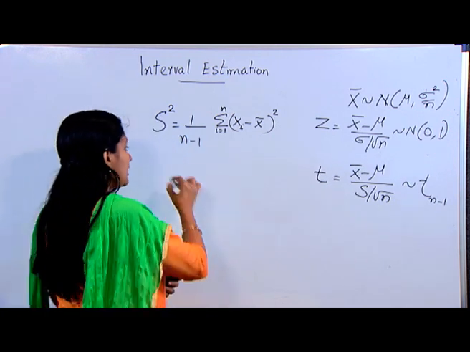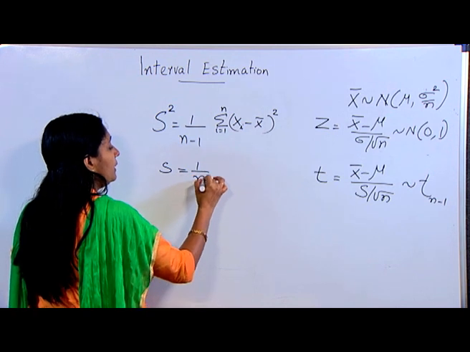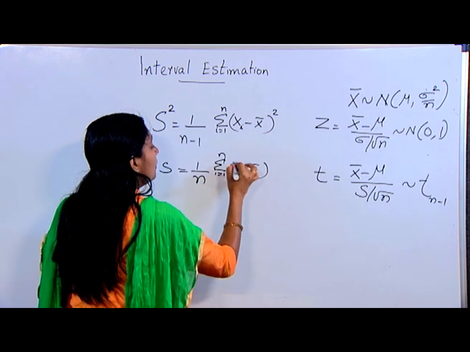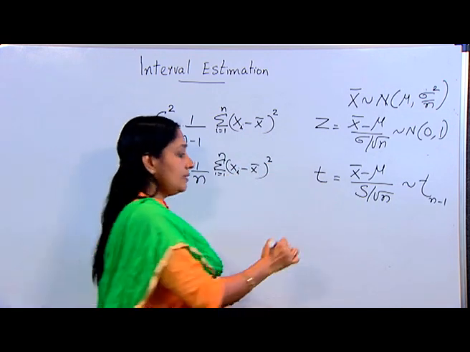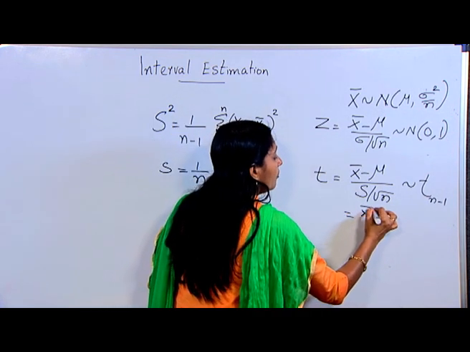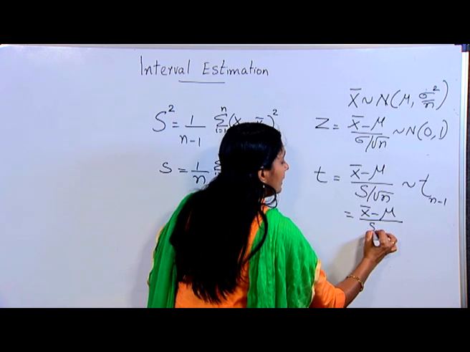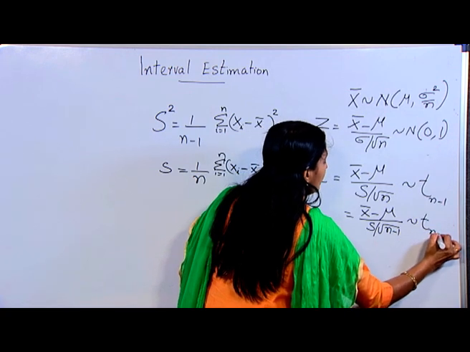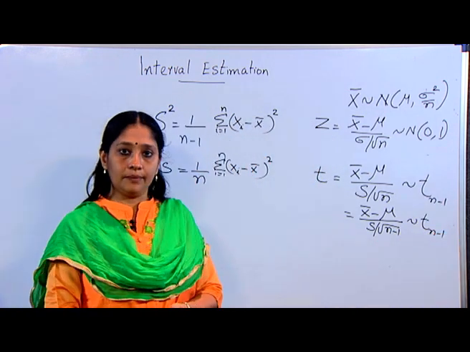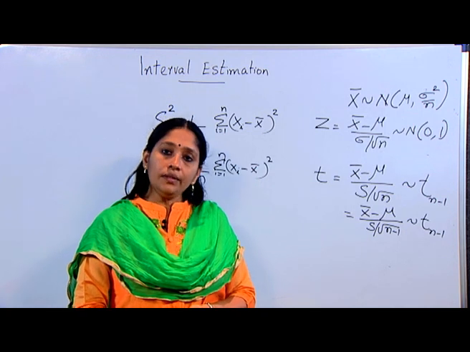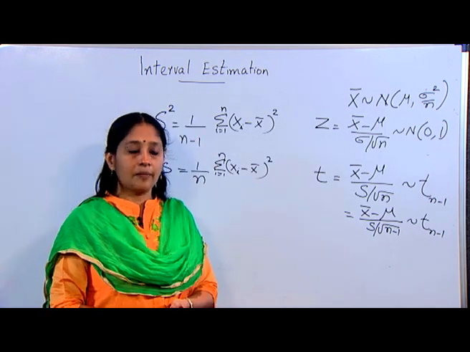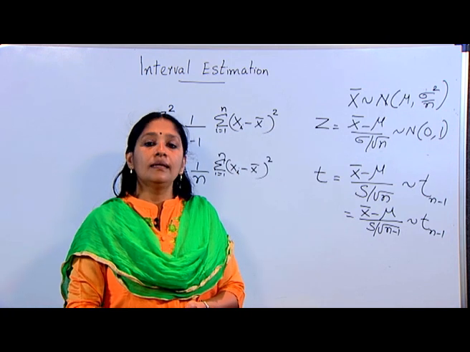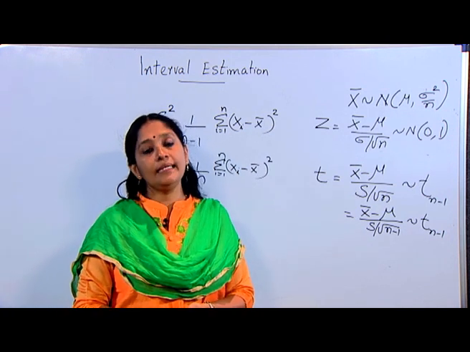Or we can use small s is equal to 1 by n summation i is equal to 1 to n xi minus x bar whole square. Then in that case t is equal to x bar minus mu divided by s by root n minus 1. Again this follows t distribution with n minus 1 degrees of freedom. Note that when the sample size is large, t is equal to x bar minus mu by s by root n is following standard normal distribution using the central limit theorem.